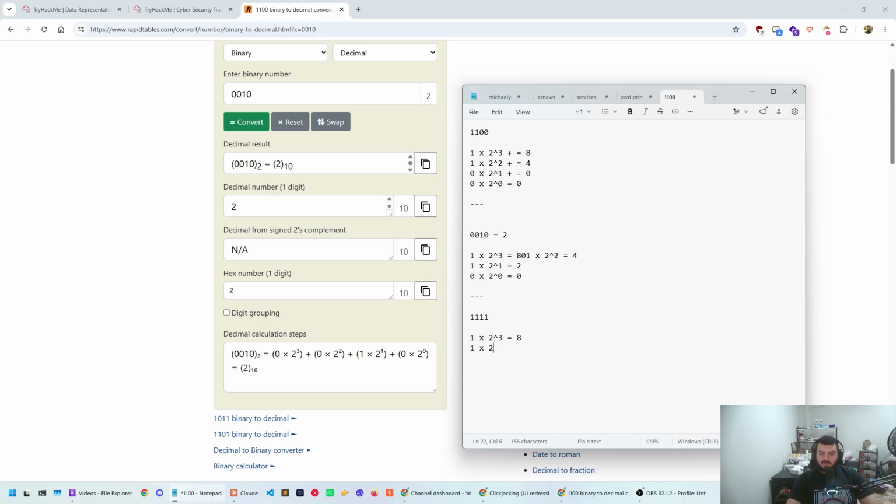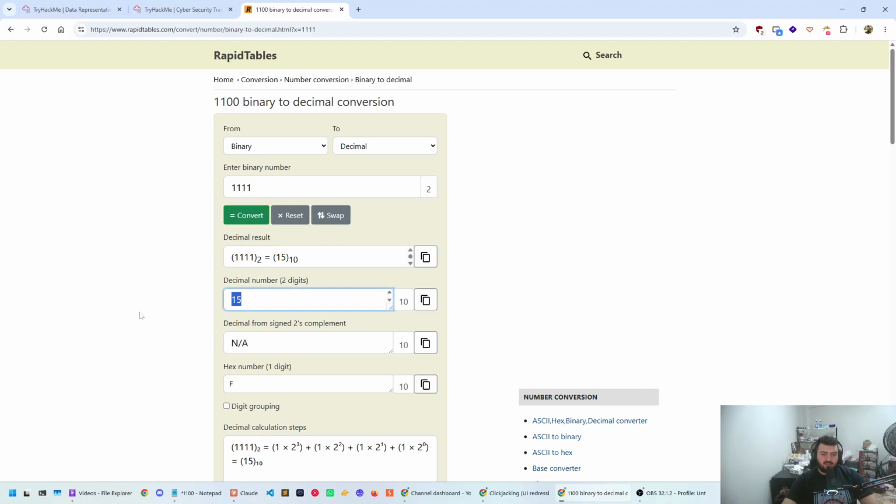1. 2 to the power of 2. This is going to give me 4. 1. 2 to the power of 1. This is going to give me 2. And then 1. 2 to the power of 0, which is going to give me 1. Now, let's see what is the maximum thing that we can get. 8 and 2 is 10. And then 1 is 11 and 4 is 15. So 1, 1, 1, 1 is going to give me 15.